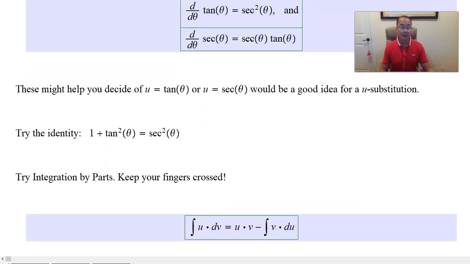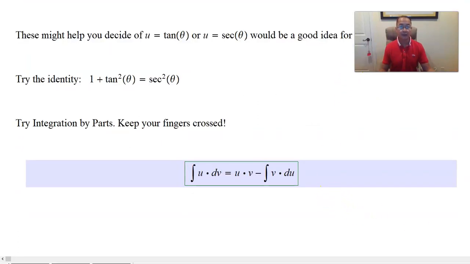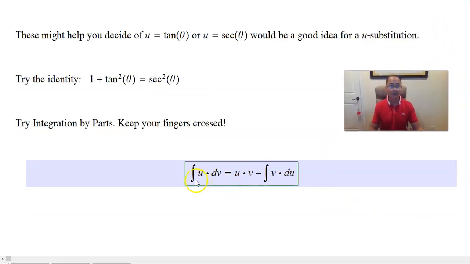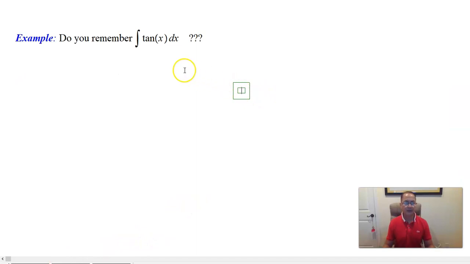You could try integration by parts. We're going to do it for one of the problems below. So remember the integration by parts formula, where if you have integral of u dv, you solve for v, you solve for du, you put together u times v minus integral of v du. And you keep your fingers and your toes crossed that this second integral is easier than the first integral, or maybe just as hard. Okay, let's go. First problem is a review. Do you remember how to integrate the tangent function, tangent of x dx? Would you like to think about it for a second?